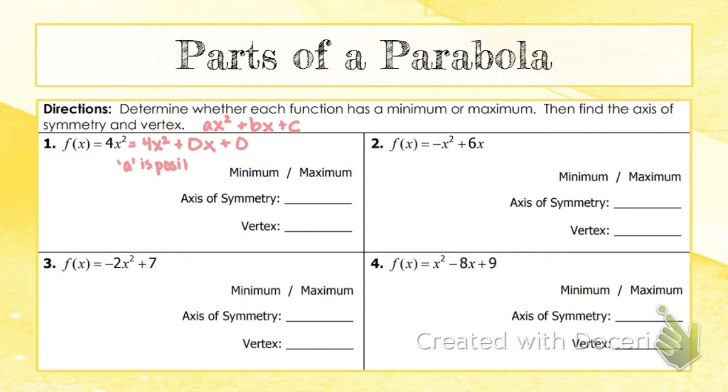Since a is positive, that means our parabola will open upwards. That makes this a minimum. So we're going to have a minimum.